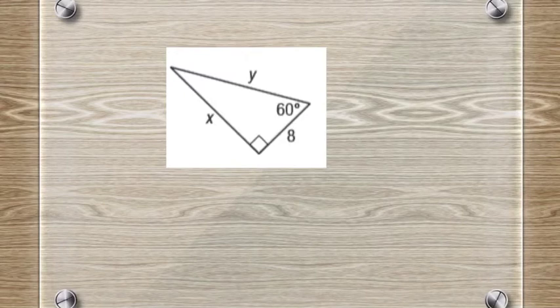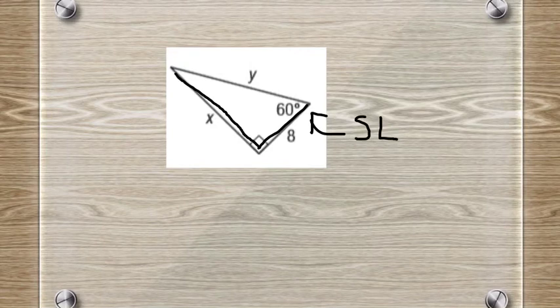Okay, so hopefully you were able to figure out that this 8 is the short leg. Again, it's a lot shorter than this other leg. It's just a lot longer. Okay, so that's our short leg. So you can do this one of two ways. It doesn't matter. Let's go ahead and solve for x first.